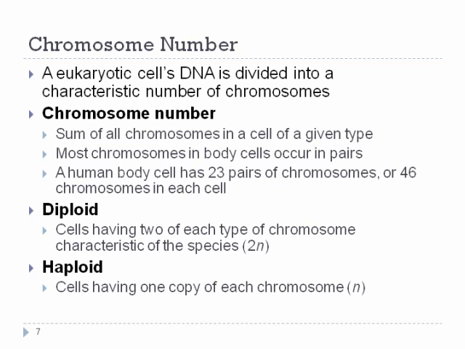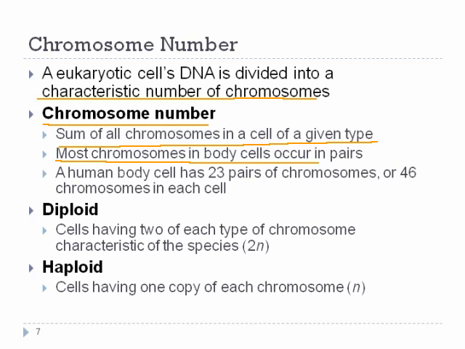So the eukaryote has DNA that's organized into these chromosomes, and each individual species has a characteristic number of chromosomes. That's one of the reasons why in the discussion board we're looking at different species. We're figuring out how many chromosomes they have. So the chromosome number is all the chromosomes that they have.